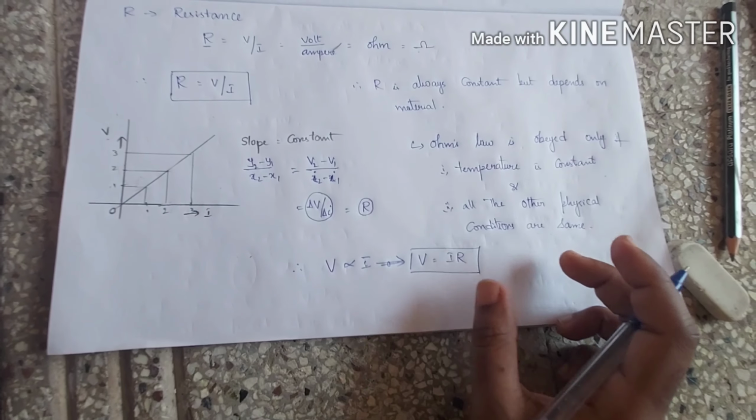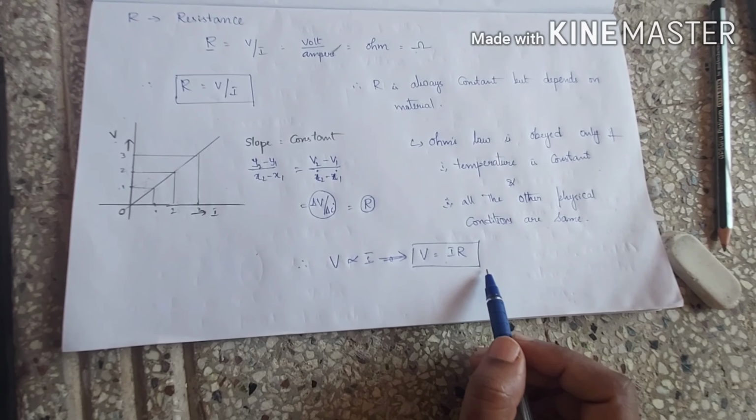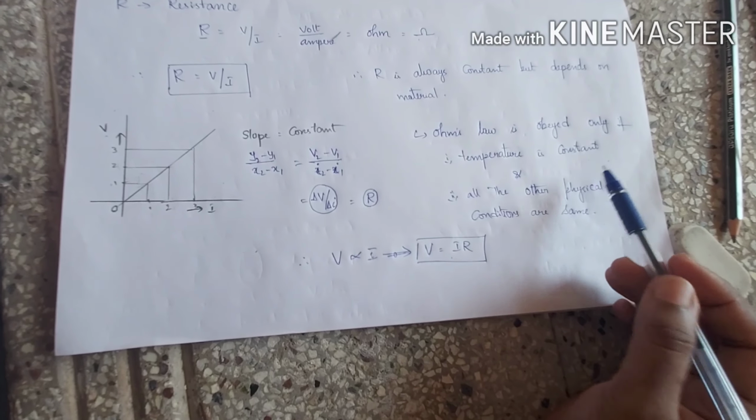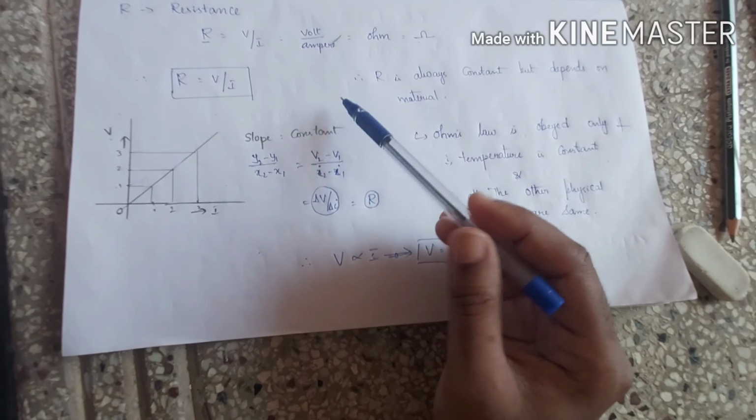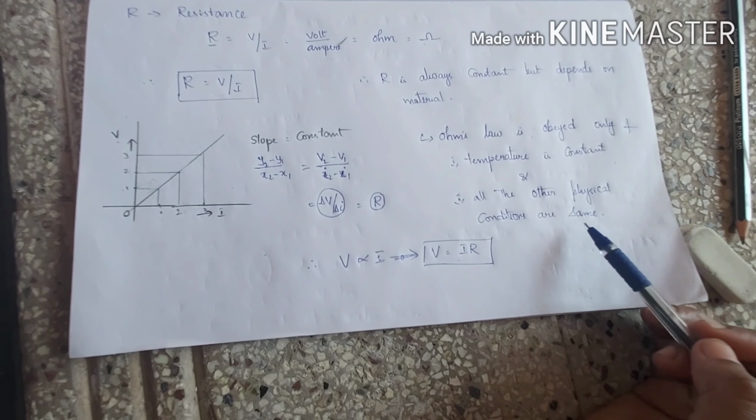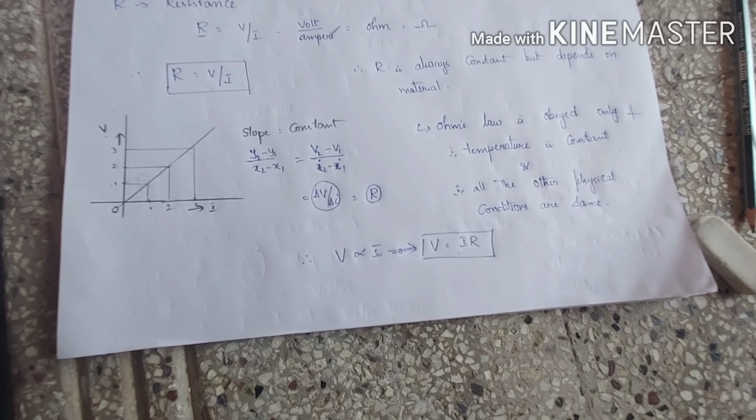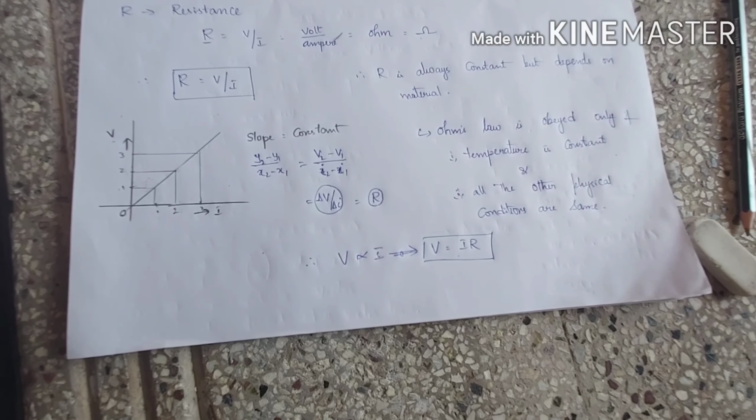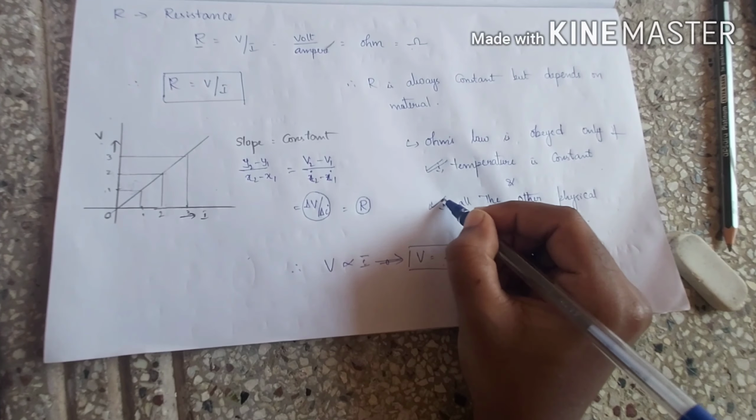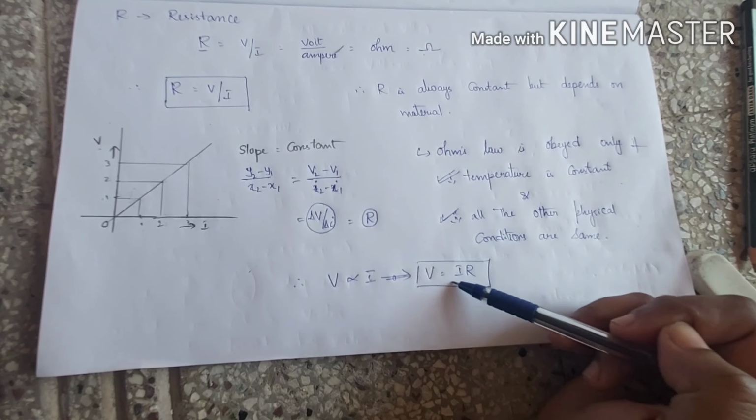This condition is obeyed by ohmic conductors, the conductors that satisfy V equals IR. Why do we take temperature as constant? When we increase the temperature, the kinetic energy of the electrons increases, which resists the motion of the charges. And the other physical conditions: if the humidity or the pressure is higher in the place where we conduct the experiment, that will also affect the voltage and current. So these two points are very important when you write Ohm's law: V proportional to I and V equals IR.